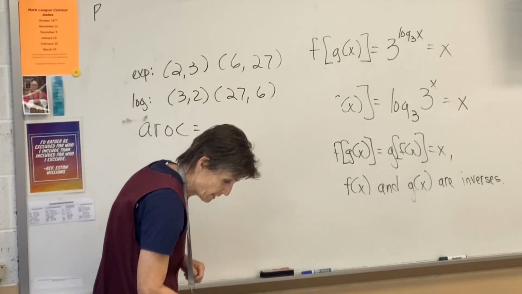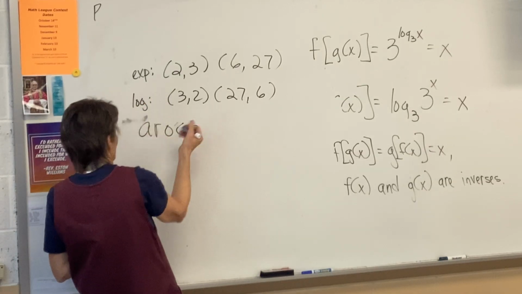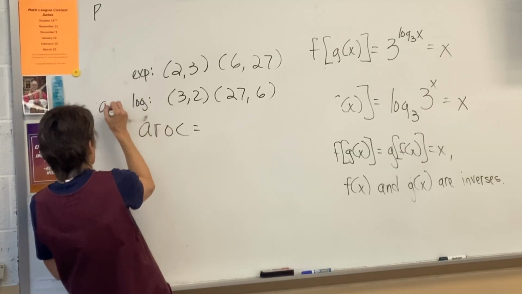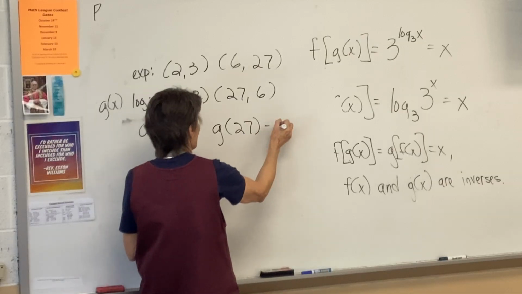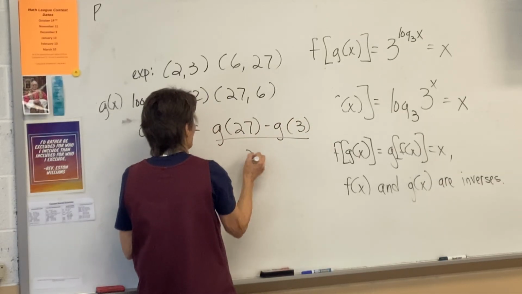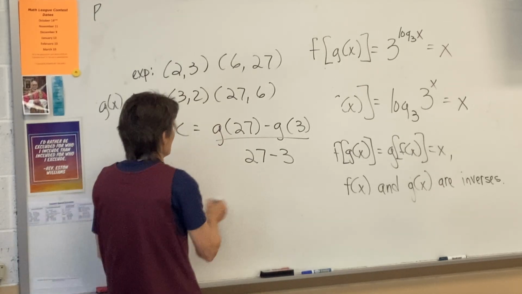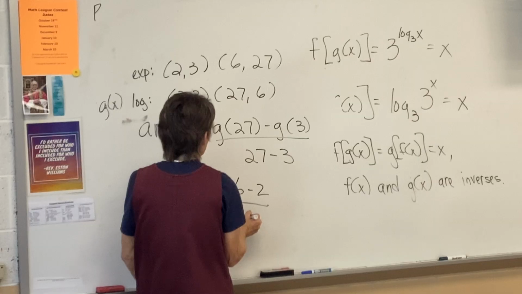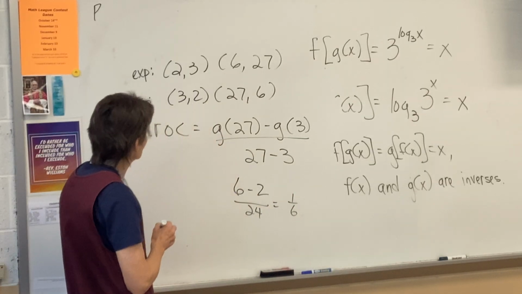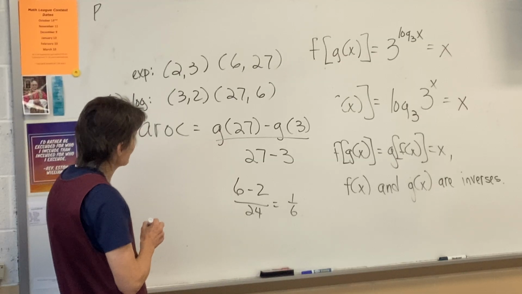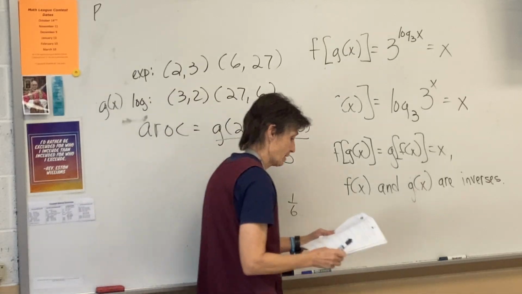So your average rate of change is, I'll call this g of x. Our average rate of change will be g of 27 minus g of 3 over 27 minus 3. So 6 minus 2. Did you get 1/6? Check my arithmetic. What did you get? Perfect.